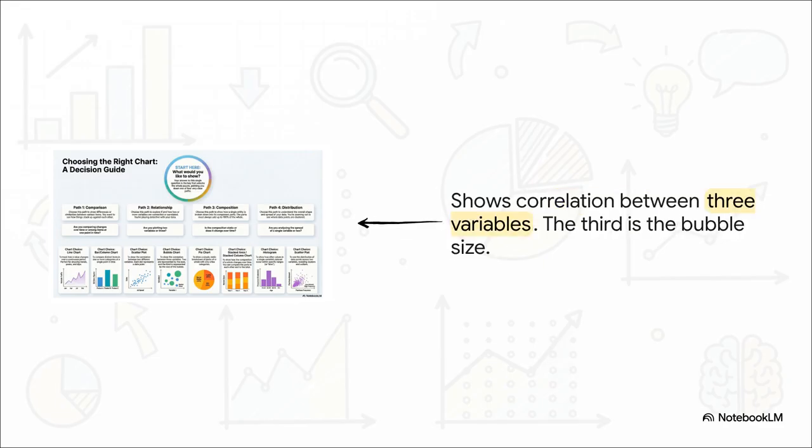Okay, but what if you have a third variable you need to show? Let's stick with that example. You've got ad spend and sales. But what if you also want to show the number of units sold? That's when you bring in the bubble chart. Think of it like a scatter plot, but now the size of the bubble represents that third piece of data. It just gives you a much richer picture.